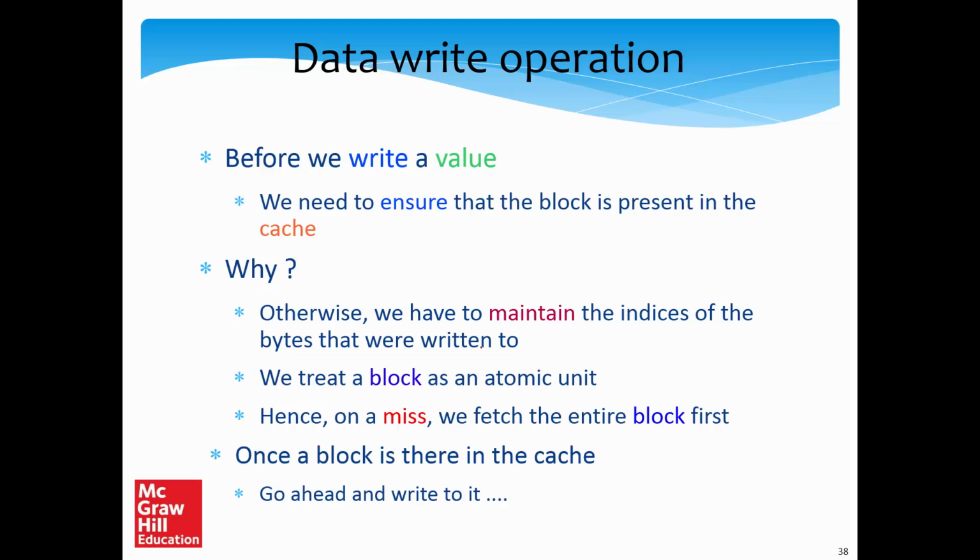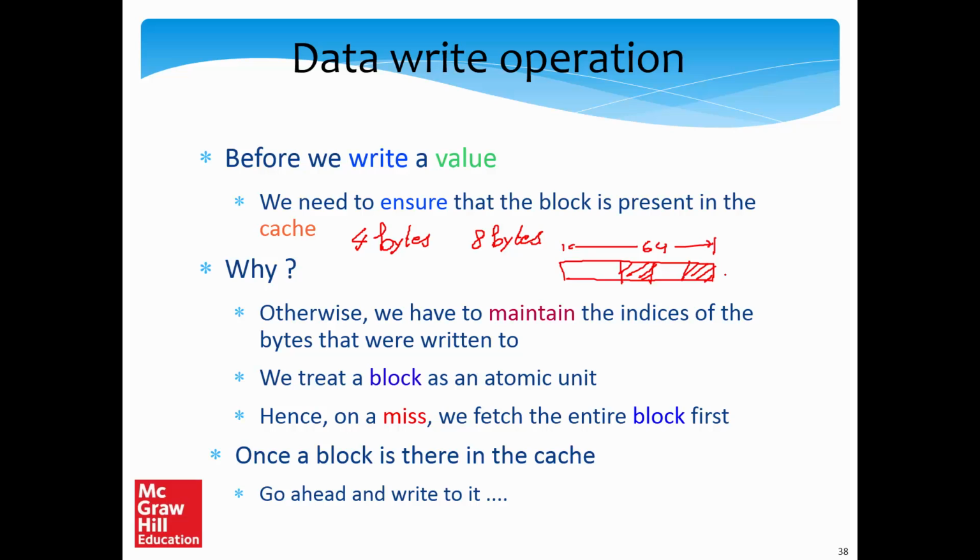But there is a problem. Most of the time you're either writing 4 bytes if it's an int, or 8 bytes if it's a long int or a double. But how large is a block? A block can be 32 or 64 bytes. And since we are treating a block as an indivisible unit, if we just replace this part of the block with new data, we'll have to remember this somewhere. Maybe after this, we can have another write operation which will write to this part.